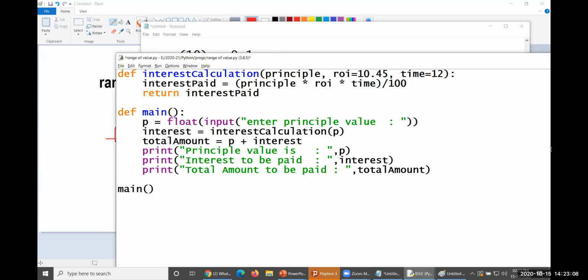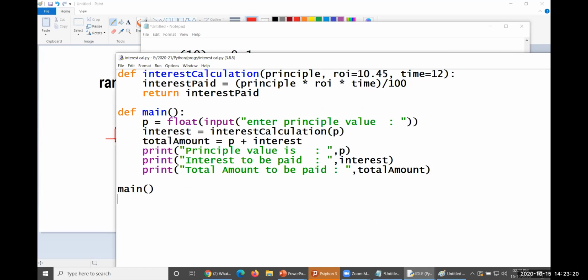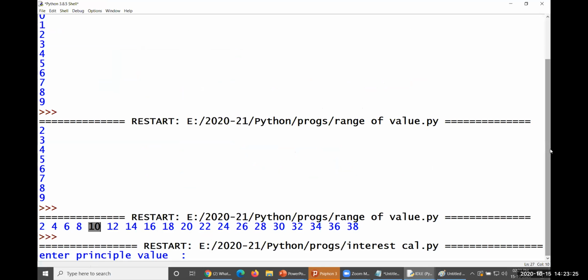Okay, the main function has been called here. Let me save this particular program with a particular name, that is interest calculation. Let me run this program for a while to see how this gets calculated. So look at this, enter principal value.